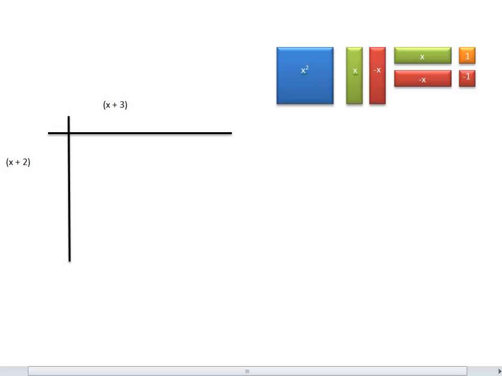You can use the same idea when multiplying algebraic expressions. For example, if we want to know the product of x plus 2 and x plus 3, we can use algebra tiles to find the answer.